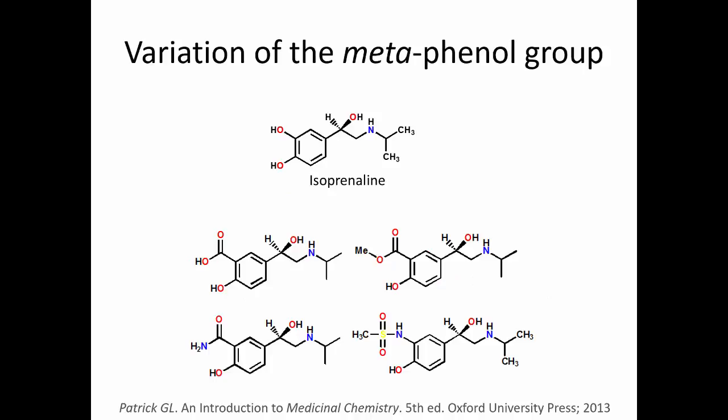So they realised that the phenol is an important binding group as a hydrogen bond donor or acceptor, but it was susceptible to metabolism, so they replaced it with different hydrogen bonding groups. The carboxylic acid was inactive. The ester was a beta-2 antagonist. The amide was also a beta-2 antagonist, so both not very useful. The sulfonamide, however, retained the beta-2 agonist activity and was a long-lasting selective beta agonist.